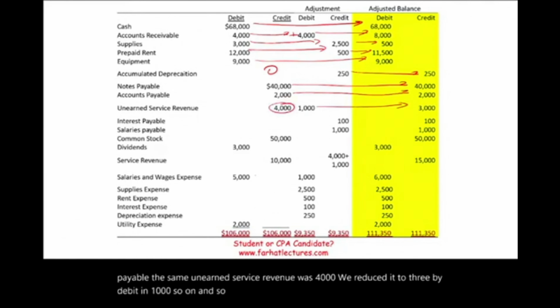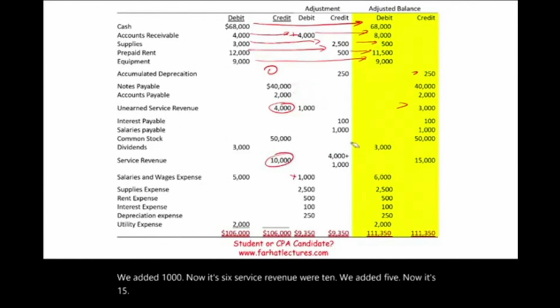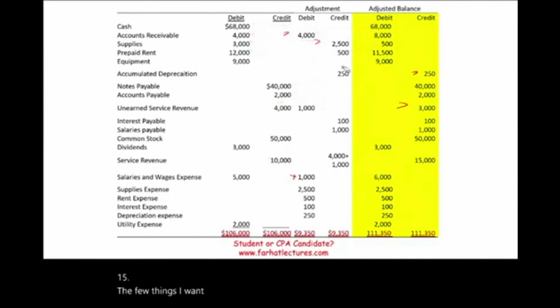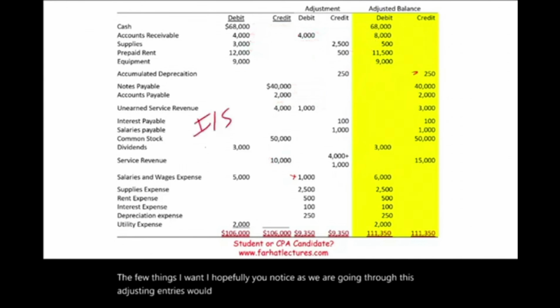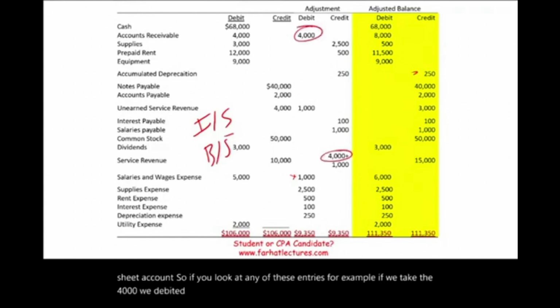For example, our salaries expense were 5. We added 1,000. Now it's a 6. Service revenue were 10. We added 5. Now it's 15. The few things hopefully you notice as we are going through this. Adjusting entries would always affect an income statement account and a balance sheet account. So if you look at any of these entries, for example, if we take the 4,000. We debited accounts receivable, credited revenue. Accounts receivable is a balance sheet account. Revenue is an income statement. So you're always affecting either a balance sheet or an income statement.